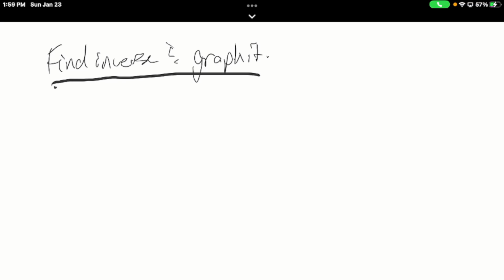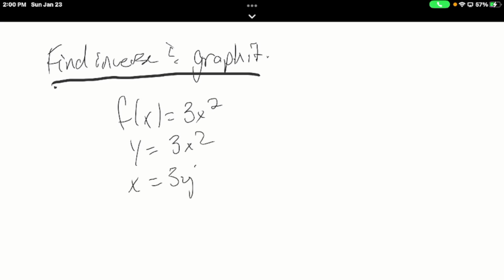First, I'm going to give you an example function. Let's say I give you something like this. First I want you to find the inverse of it, and then I'm going to ask you to graph the inverse. I think what's important for us to do first is find the inverse algebraically. That involves doing our whole flipping x and y thing and solving for y.